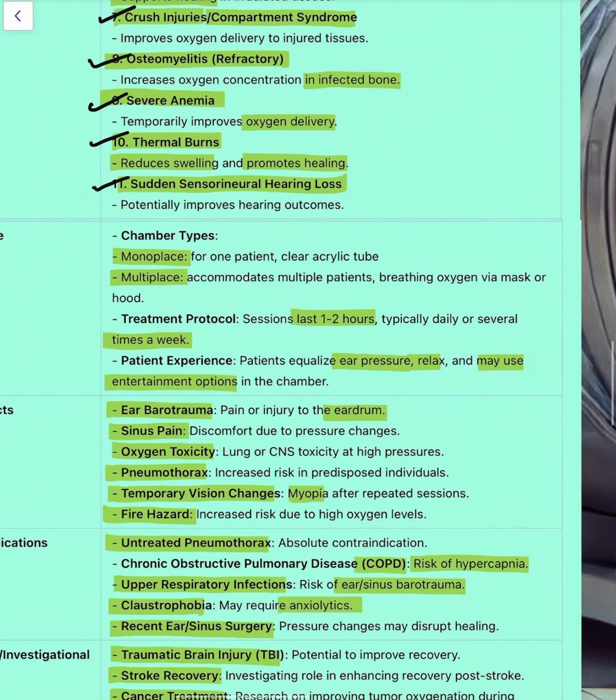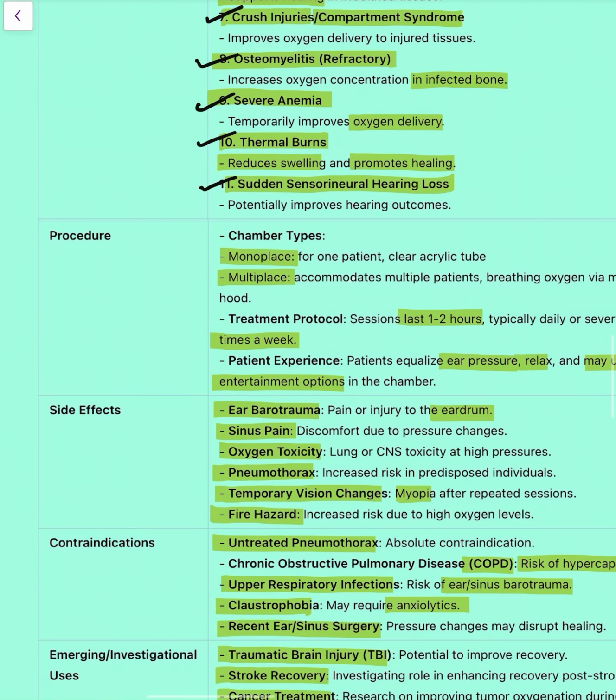Treatment protocol: sessions will last for 1 to 2 hours. Daily we can do or several times a week we can do. Patient experience: the patient will relax and can use television also. Next, what are the side effects?